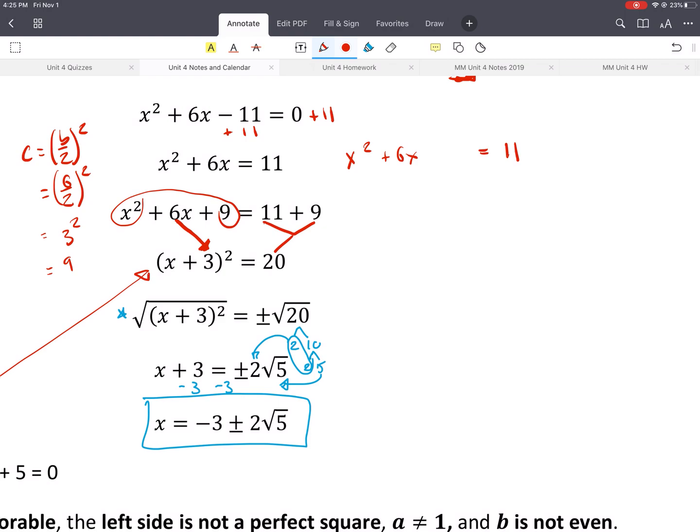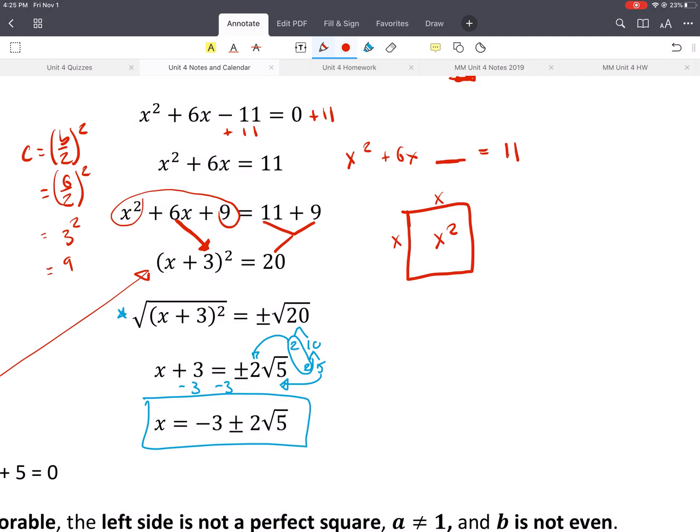Okay, so we moved 11 over, and we want to complete the square. Well, what we have so far, here we would have x squared, and that's a square. You can see that's a square. It would be x times x. That would give us x squared, and that's a perfect square.